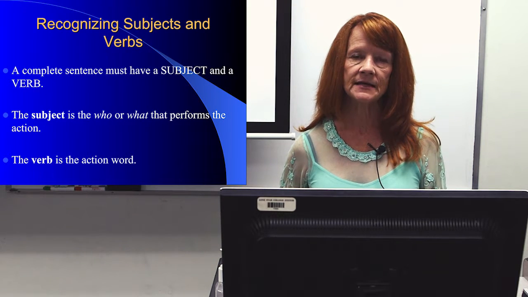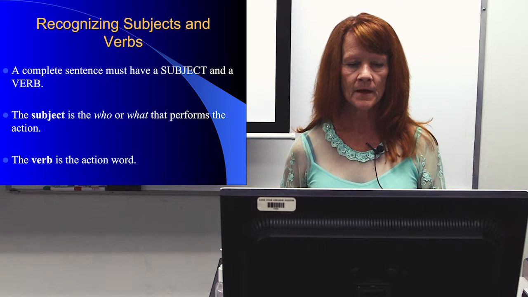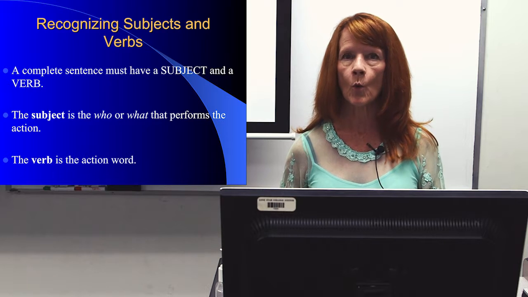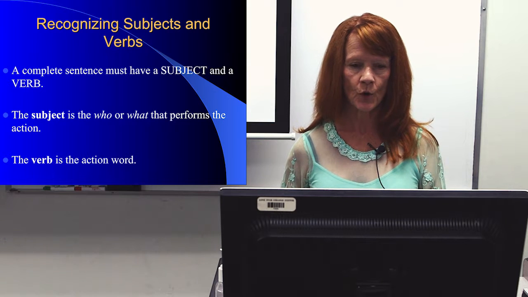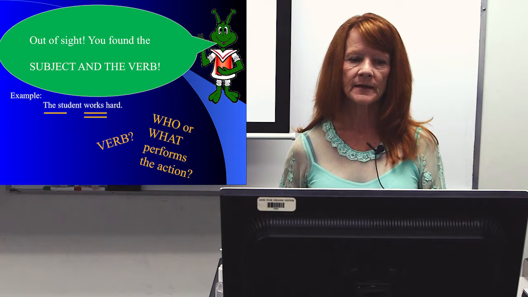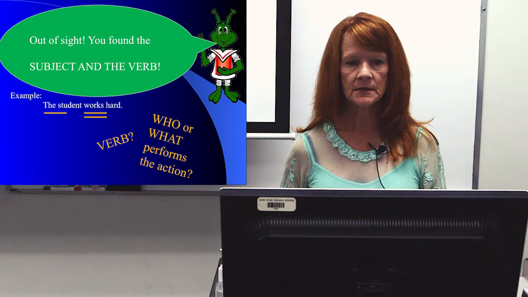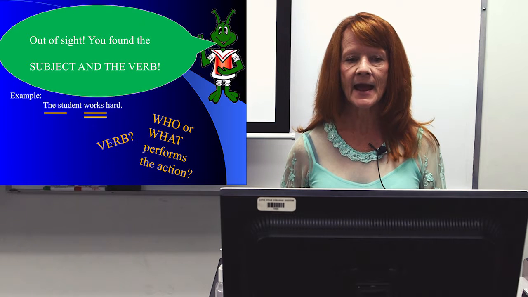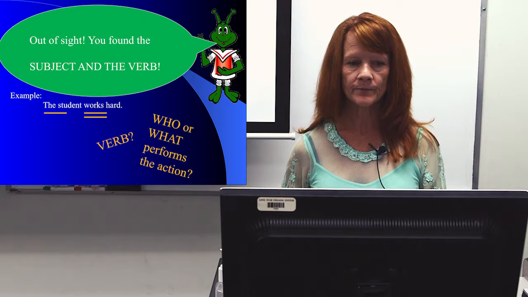A complete sentence must have a subject and a verb. The subject is the who or what performs the action in the sentence. The verb is the action word. Please remember, the first step is to identify the verb in the sentence. The second step is to then ask yourself who or what performed the verb.